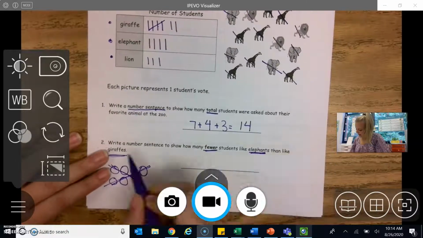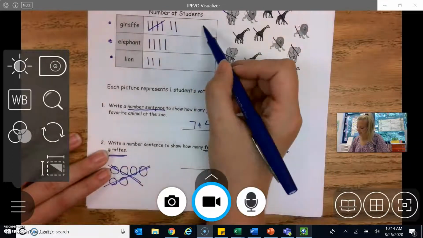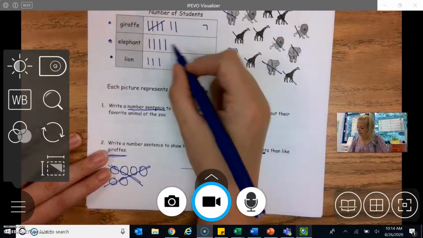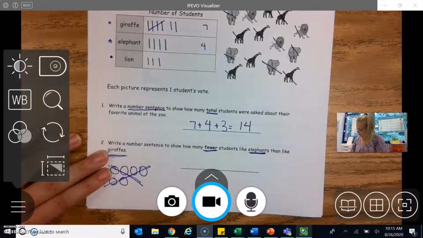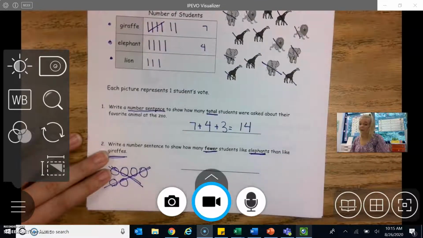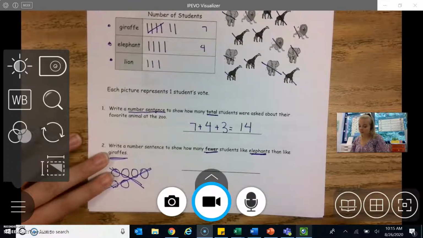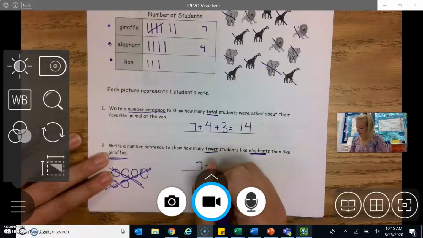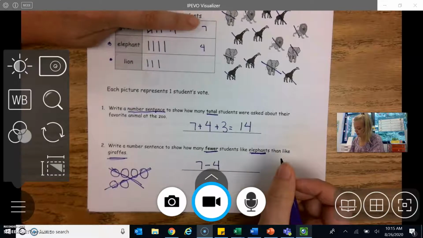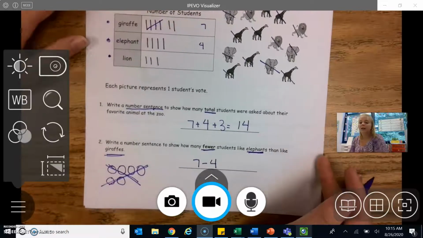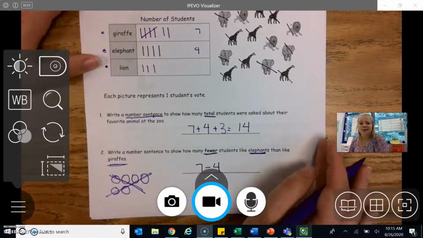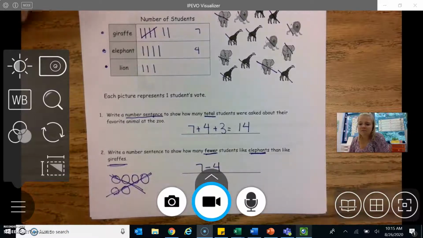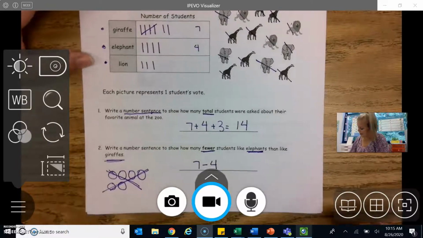All right, so we have elephants and giraffes. Giraffes got 7 votes. Elephants got 4 votes, okay? So to write a number sentence, we could do 7 minus 4. Remember, you start with a bigger number and subtract the smaller. If you don't quite understand that fully, it's okay. We're going to talk way more about that later in the year.